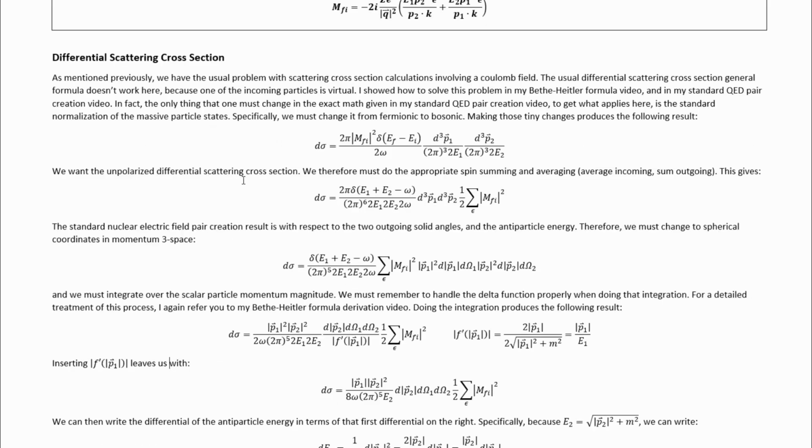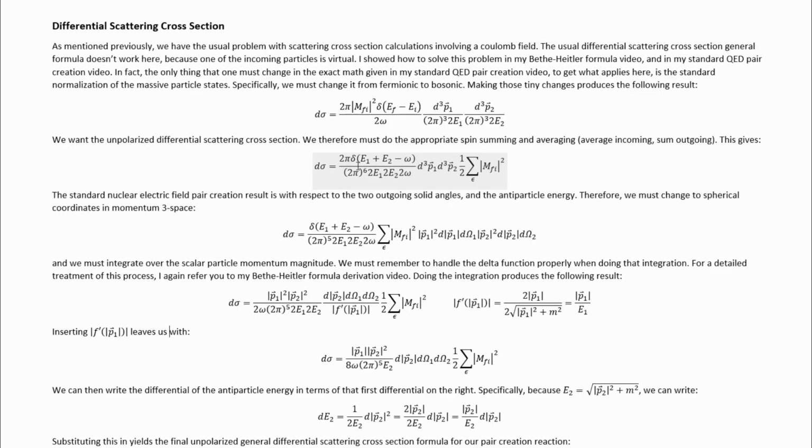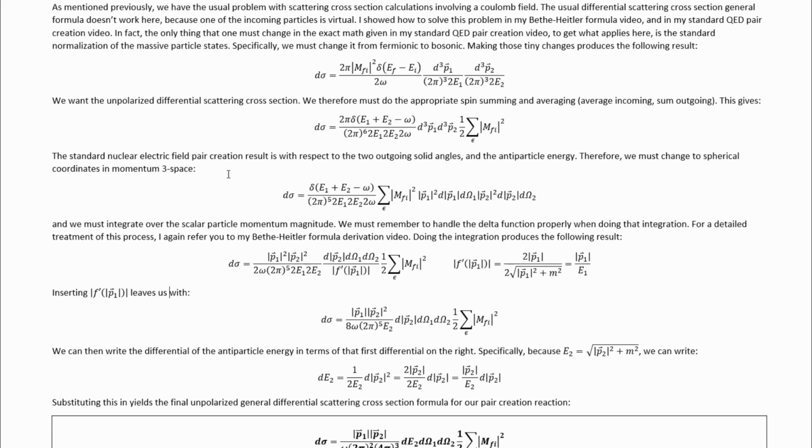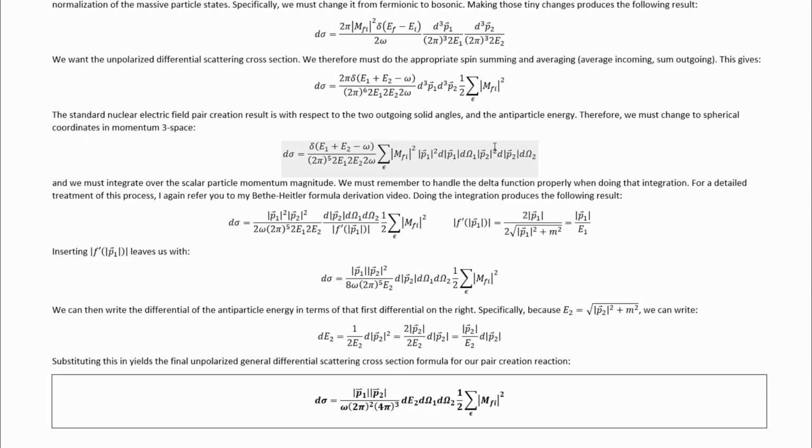We want the unpolarized differential scattering cross-section. We therefore must do the appropriate spin summing and averaging. We must average over the spin of the incoming particles and sum over the outgoing particle spins. Only the incoming particle has spin in this case, so we just average over the incoming particle. That gives us this. The standard nuclear electric field pair creation result is with respect to the two outgoing solid angles and the antiparticle energy. Therefore, we must change to spherical coordinates in momentum 3 space, which gets us to here, and that reveals those desired solid angles and the magnitude differential we want. And we must integrate over the scalar particle momentum magnitude. We must remember to handle the delta function properly when doing this integration.